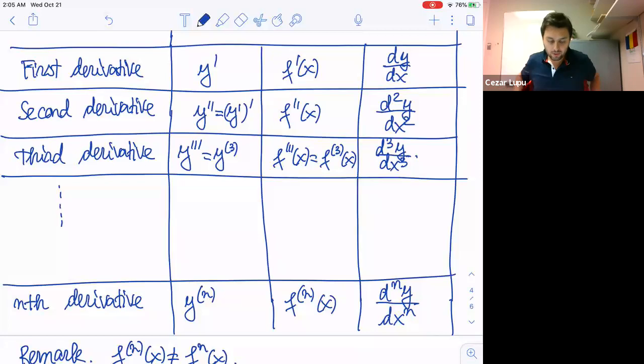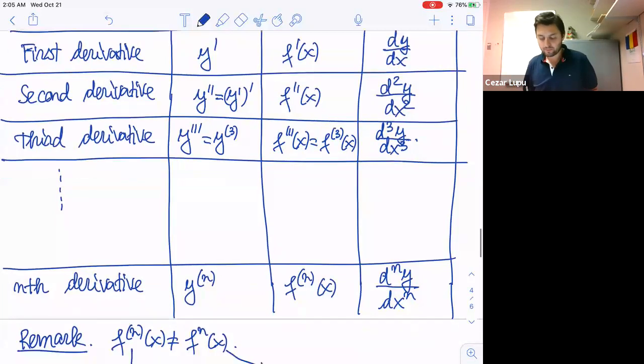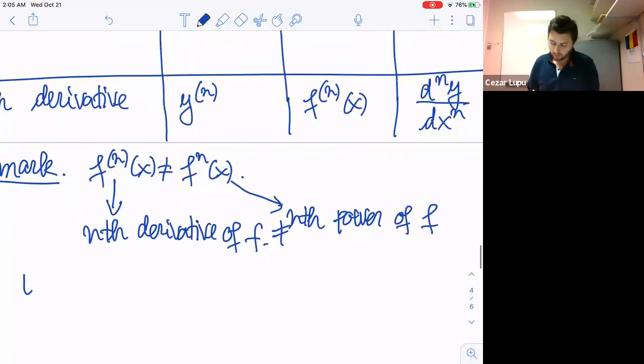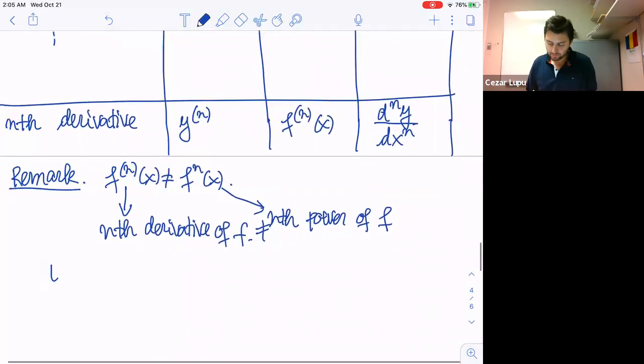And now I would like to do a problem. You see, we computed some derivatives of some functions using the rules that I mentioned at the beginning of the lecture. But now I would like to do another problem, exercise 2, where I will have to use the definition.